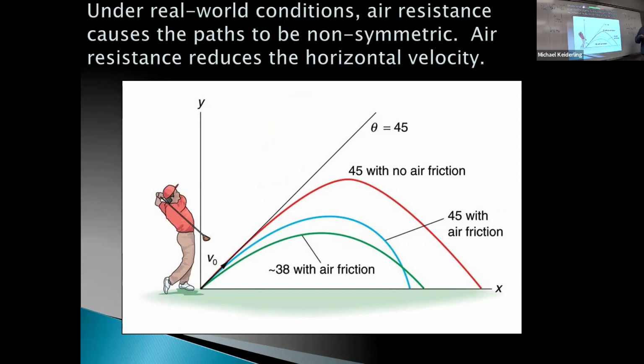In general, the lower angle of a pair of complementary angles would give you the better distance because you spend less time in the air being slowed down. But figuring out exactly where things are going to land with air resistance is really quite complicated, because drag from air resistance is not simple. It depends on how fast you're moving and other things. So it varies through the path, and it's just very complex.